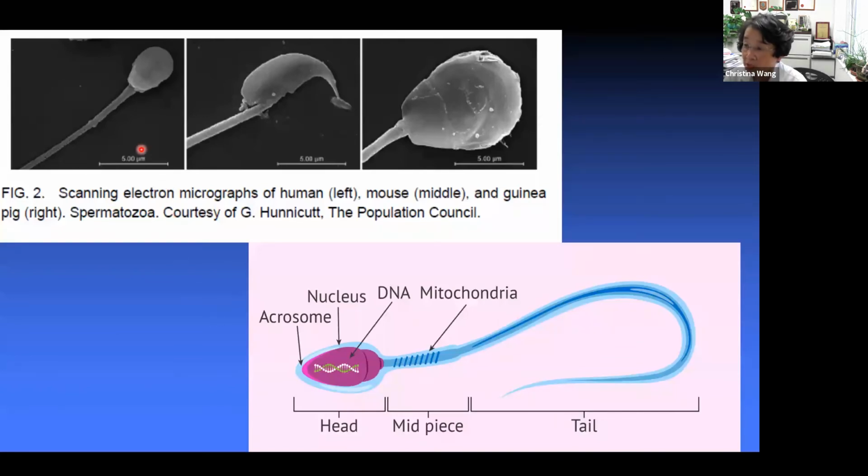The upper picture shows you an electron microscope image of a human sperm that is oval. Human sperm is oval. As I have shown you before, this is a rodent sperm. This happens to be a mouse sperm, and you can see that it has a hook. And this is guinea pig sperm. It doesn't have a hook, but it is flattened. So these show you that although they have the same function, in different species they are different.